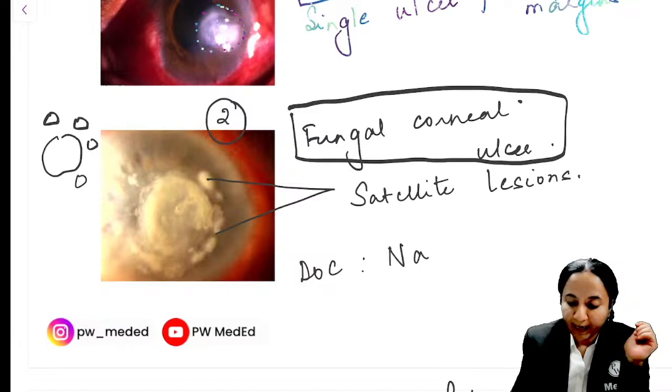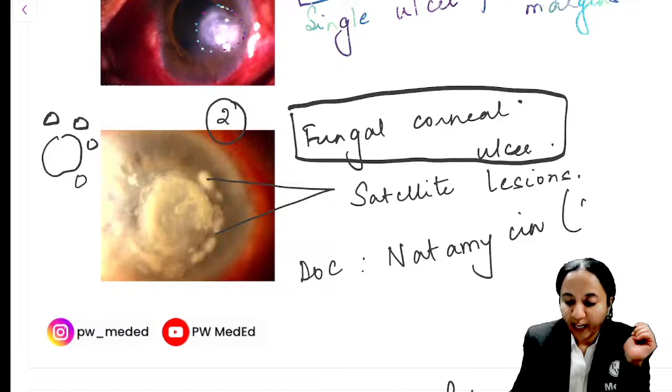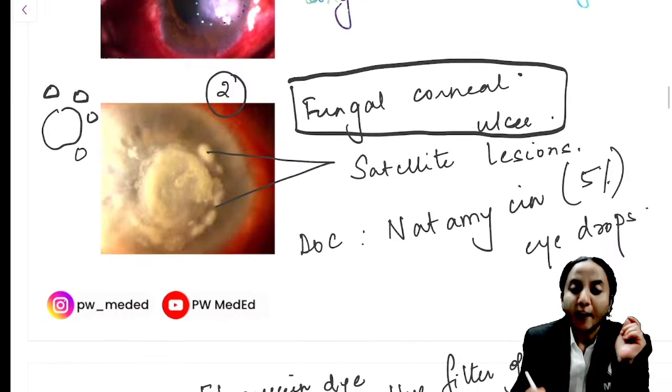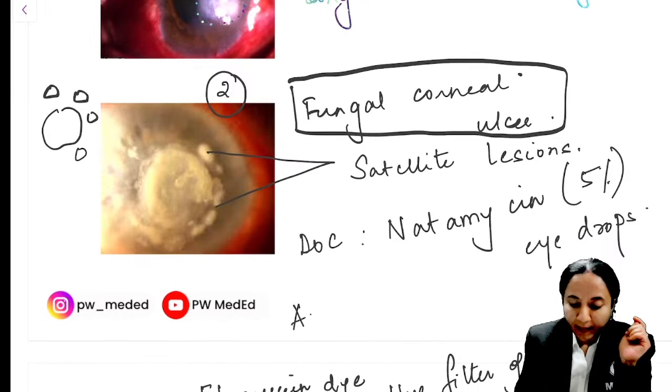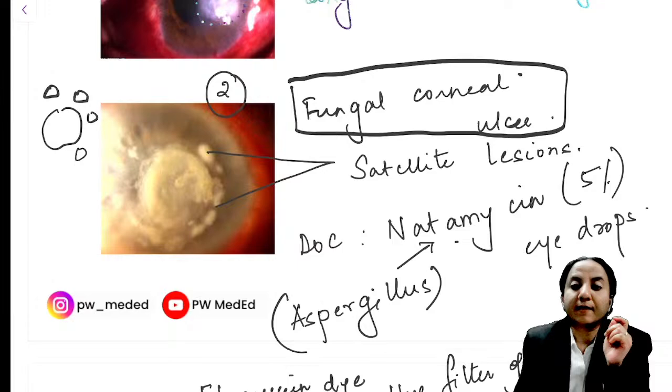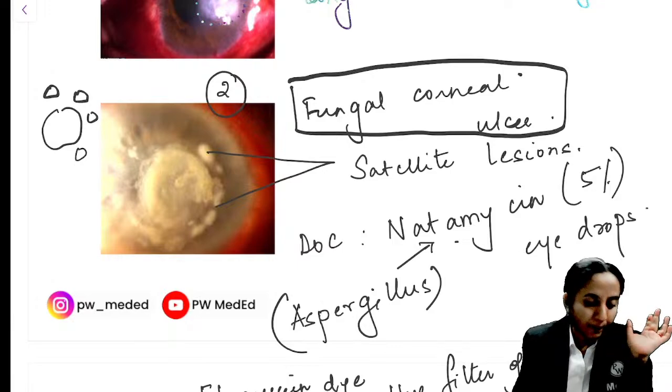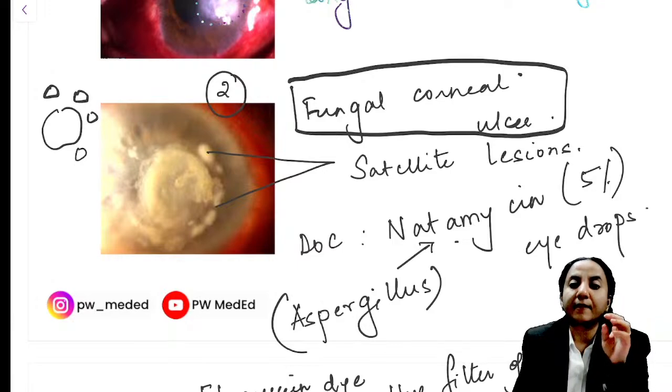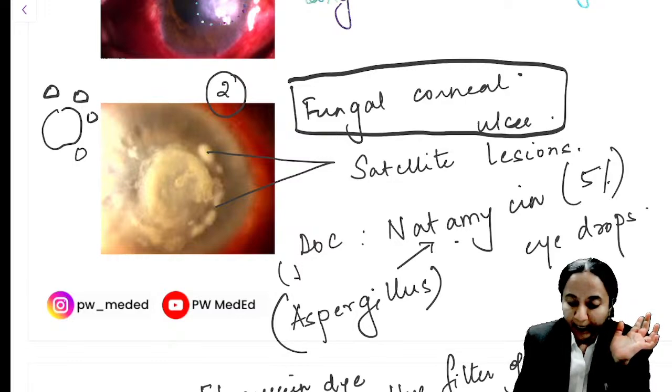Very good. We are giving natamycin, which is given as a 5% eye drops. This is the drug of choice in India, because in India, the most commonly fungal ulcers are caused by aspergillus. And aspergillus is very, very sensitive to natamycin. So, because the aspergillus is very sensitive to natamycin, that's why drug of choice in India for fungal corneal ulcer is natamycin 5% eye drops.